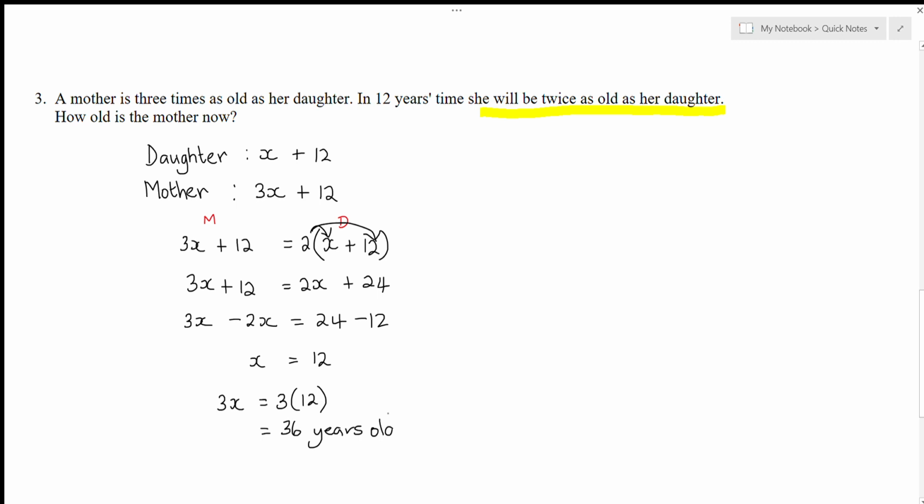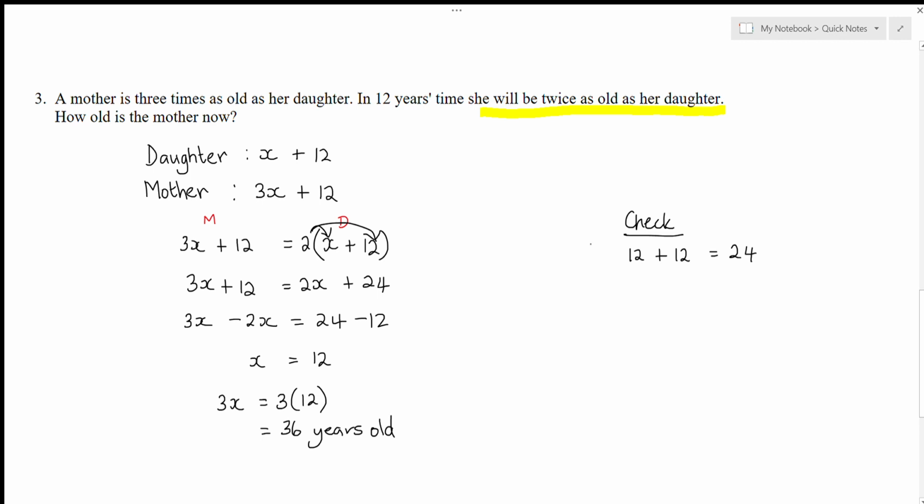What we need to look at is, they say in 12 years' time, the mother would be twice as old as her daughter. So we can test it. Let's test it on the side just to see. We're going to just call it a check. If we took the daughter's age now, she's 12, and we added 12, we'd end up with 24.